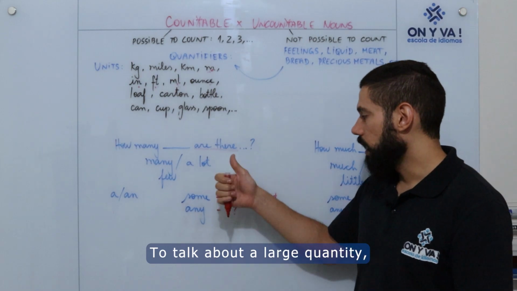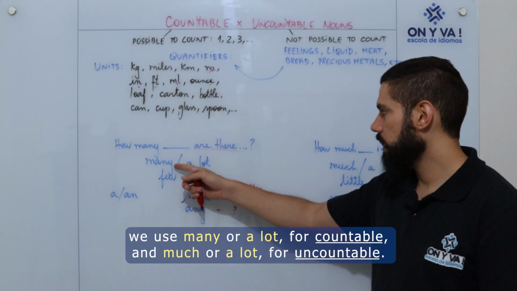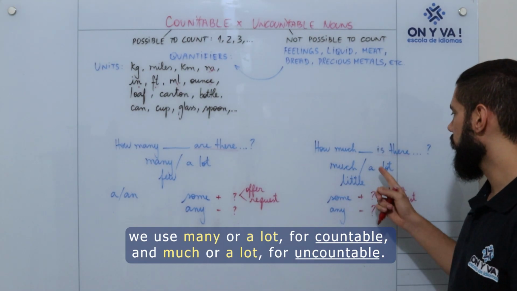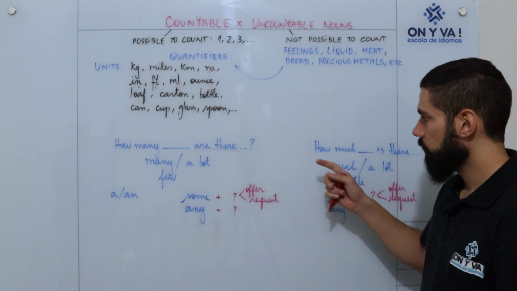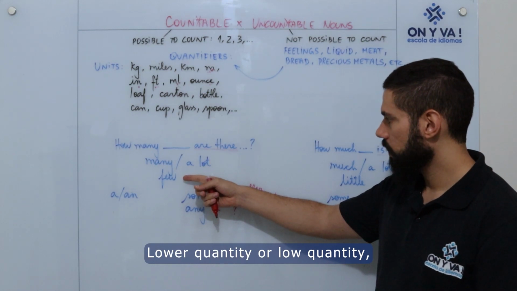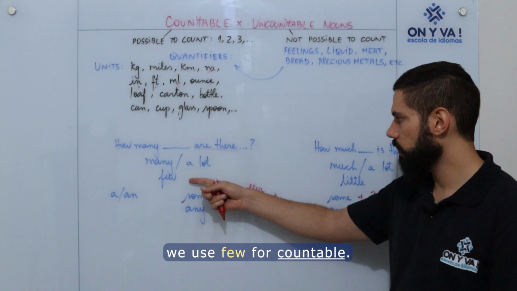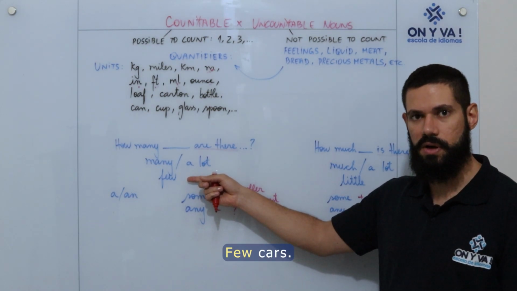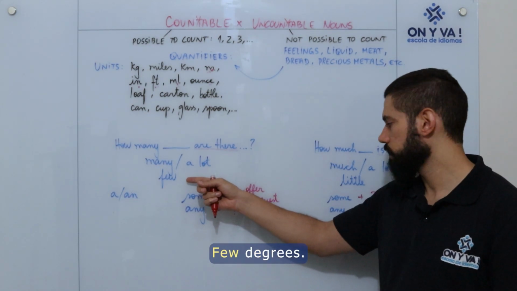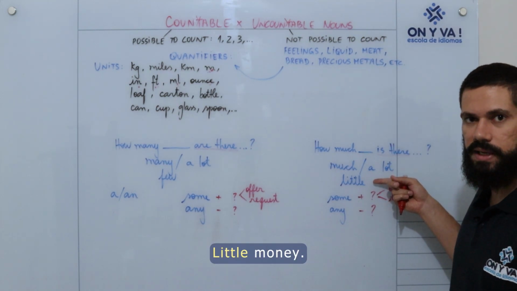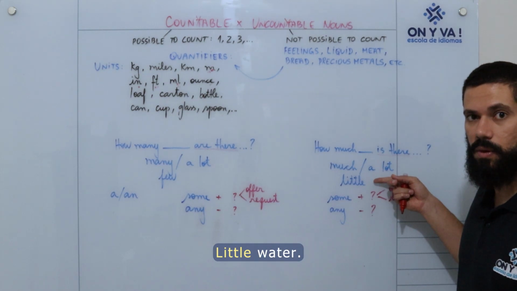To talk about a large quantity, we use many or a lot for countable, much or a lot for uncountable. For a low quantity, we use few for countable: a few people, few cars, a few degrees. But for uncountable, we use little: little money, little gasoline, little water.